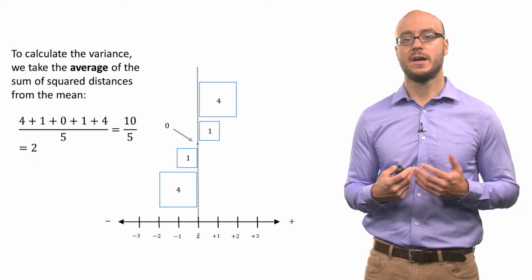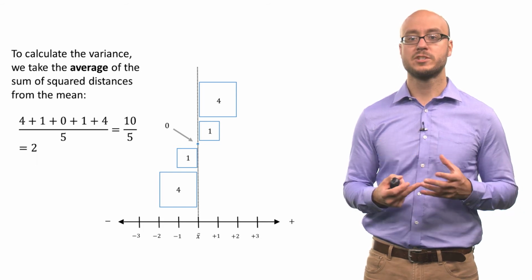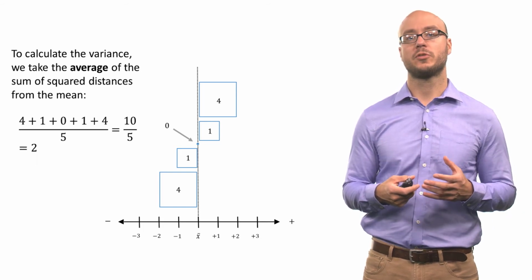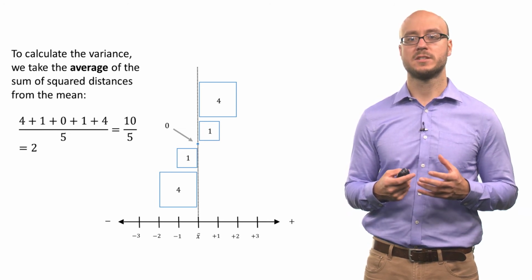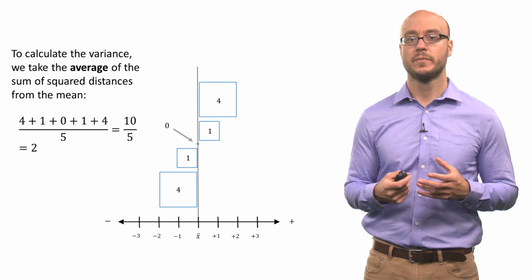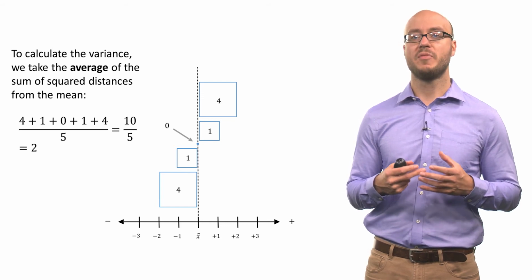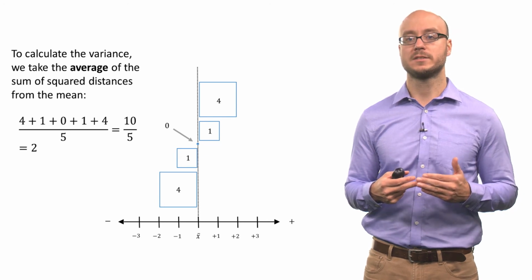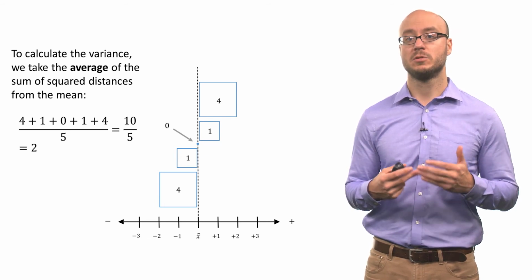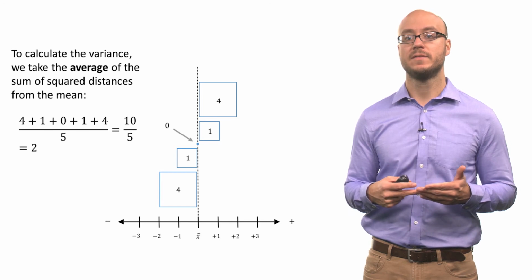And that single number is the variance. The variance is the sum of the squared distances from the mean divided by the sample size. So let's look at this again. For our original data set, in which we had values of 1, 2, 3, 4, and 5, if we take the average of the sum of the squared distances from the mean, we get a value of 2. All we're doing is adding up the areas of these boxes, and then dividing by the total number of boxes, or the total number of observations. So 10 divided by 5 is 2.